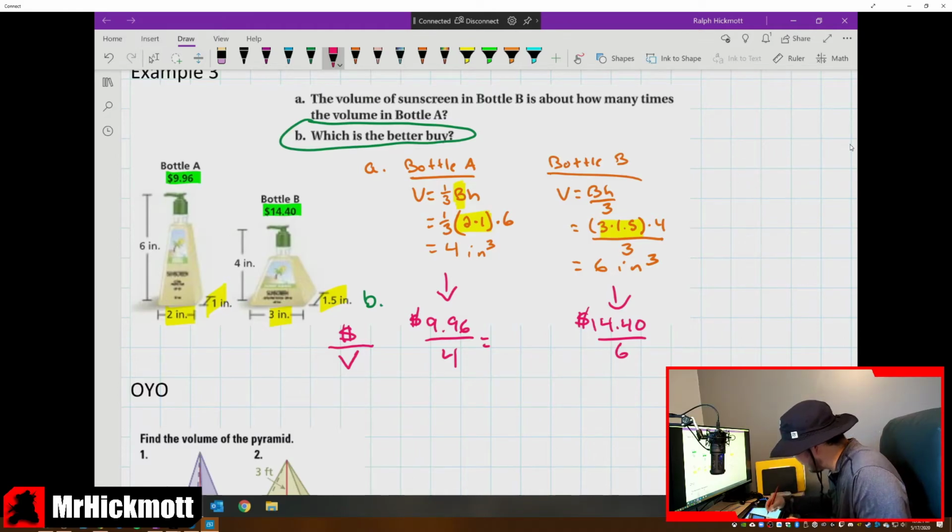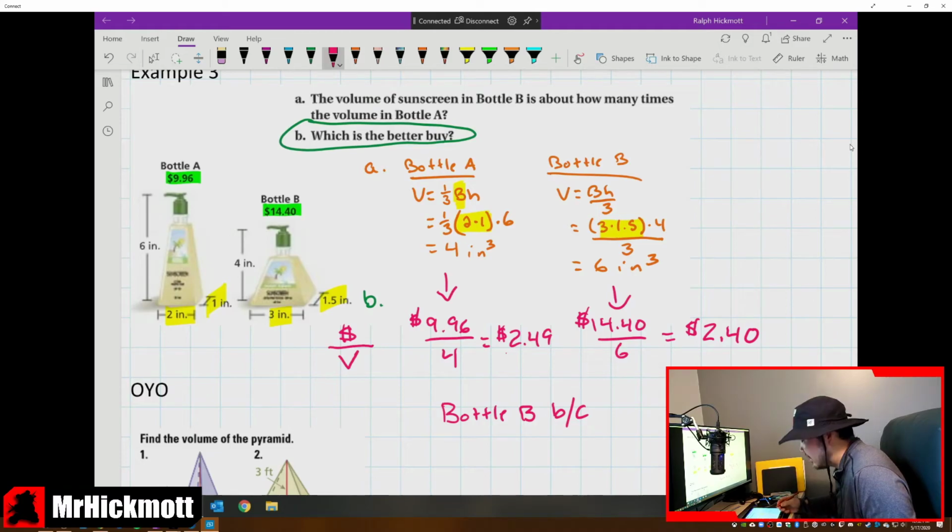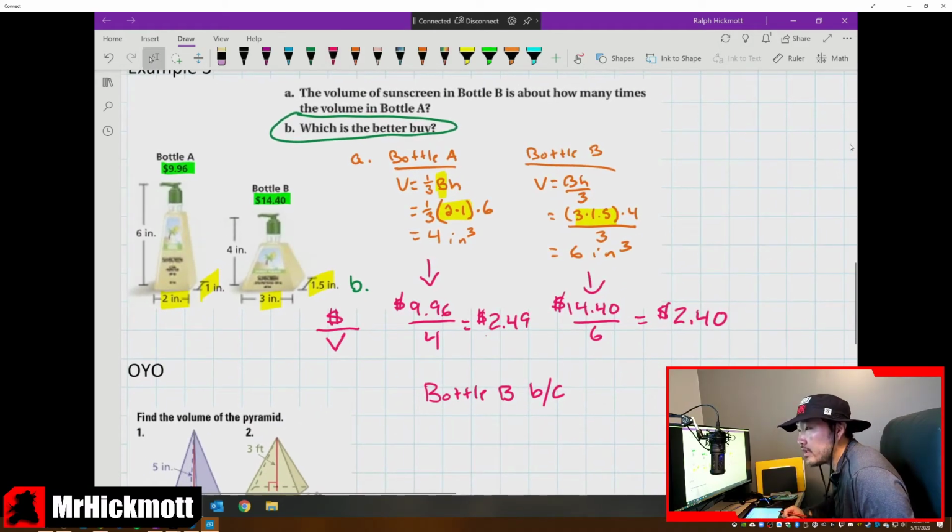$9.96 divided by 4 comes out to be $2.49 per... Actually, I won't put it that way. I'm just going to write 249 and I'll explain what the units are in this case. And then this other one comes out to be $2.40. You can see that it's a better buy. Bottle B is the better buy because, I'm going to use shorthand B/C, because it's less per volume. It's $2.40 per 1 inch cube.